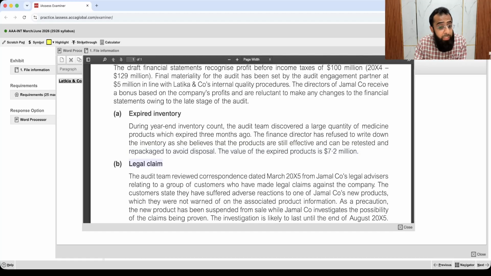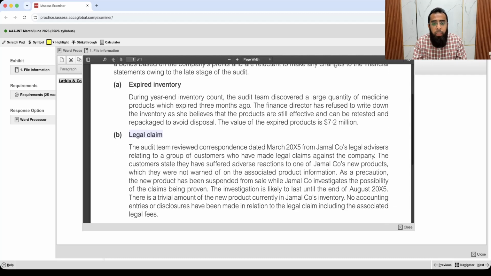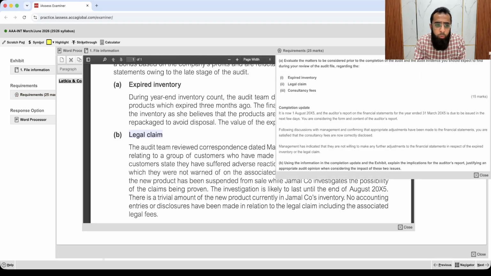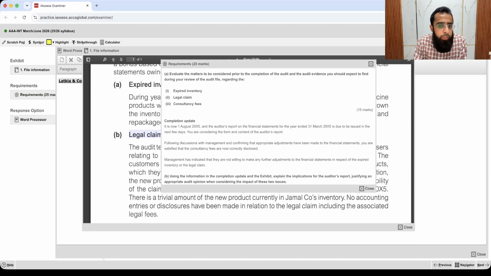Part B, legal claim. So I believe part A is a simple adjustment and I believe this question would be like a matters to consider type question. Okay. So if we look at the requirement also, so that we can cover it along while reading: evaluate the matters to be considered prior to the completion of the audit and the audit evidences you expect to find during your review of the audit file regarding inventory, legal claim and consultancy fees, 15 marks. Okay, so it's a simple 5 marks on each of them.